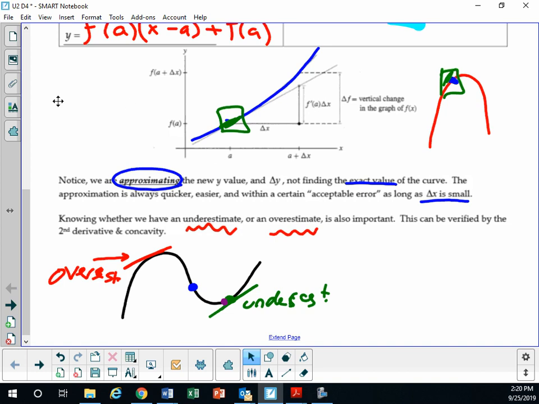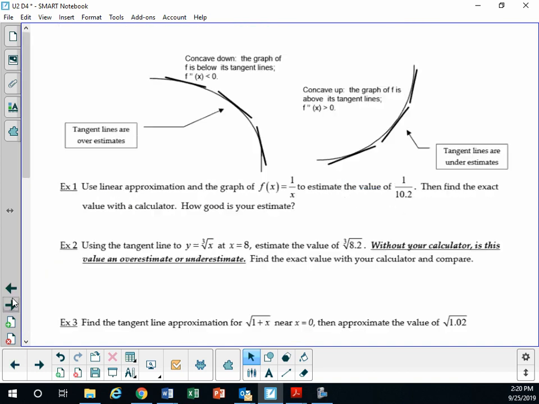Alright, so here we go. And again, you can see some of my tangent lines are overestimates and some are underestimates. So here's the deal, and you can see it right here. Use linear approximation of the graph of 1 over x to estimate the value of 1 over 10.2. So find the exact value with your calculator and see how good you are. So I'm going to write this on another page to make it easier on myself, because we know that that's not that close. And so I need a much better page.